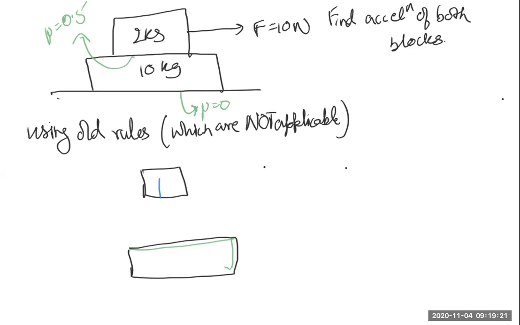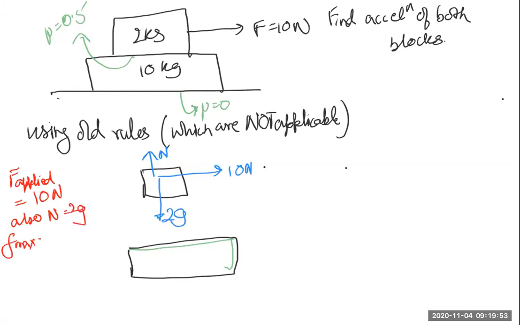So if you use the old rules, then when you draw the free body diagram of the 2 kg block, you get 2g, you get normal reaction N, and you get a force of 10 newton. And then you say that look, the value of F applied that I see for a 2 kg block is equal to 10 newton. Right? Now also we have the normal reaction as 2g, and therefore F max is equal to 0.5 into 2g, which is also equal to 10 newton. So you will say that look, friction will be opposite to this F applied, yes, and this friction will have a value equal to 10 newtons because F applied is 10 newtons, right?